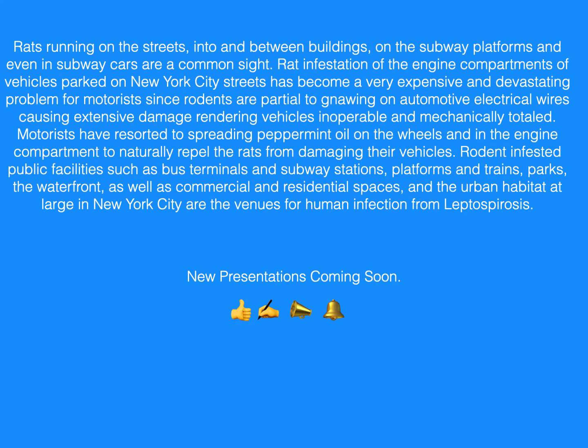Rats running on the streets, into and between buildings, on the subway platforms, and even in subway cars are a common sight. Rat infestation of the engine compartments of vehicles parked on New York City streets has become a very expensive and devastating problem for motorists, since rodents are partial to gnawing on automotive electrical wires, causing extensive damage, rendering vehicles inoperable and mechanically totaled. Motorists have resorted to spreading peppermint oil on the wheels and in the engine compartment to naturally repel the rats from damaging their vehicles.